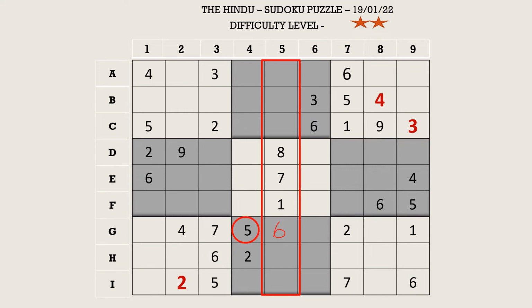There is a 5 in G row which blocks 5 in these 2 cells. There is a 5 in C row and a 5 in B row which blocks 5 in these 2 cells. So A5 takes 5.